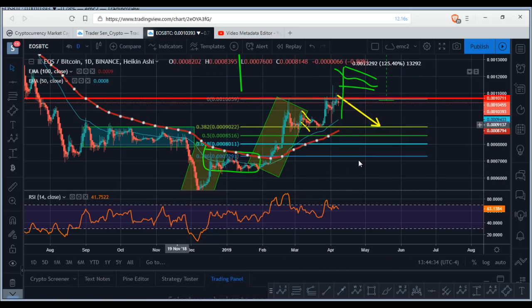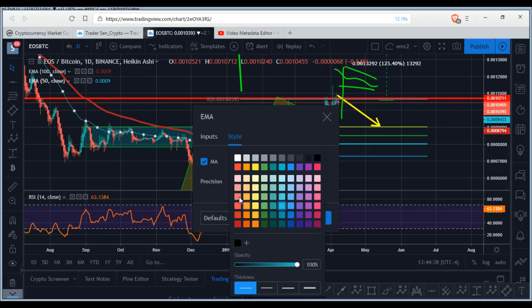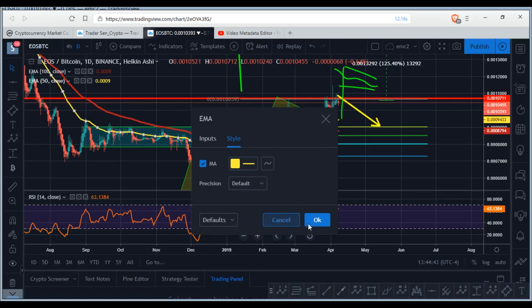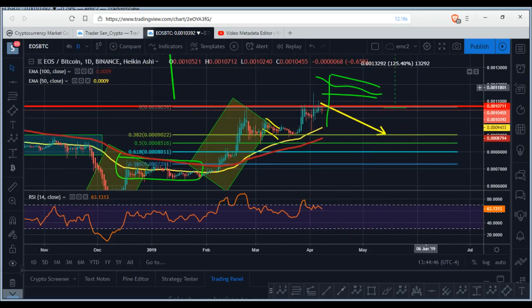Got the 50, right? Okay, we already got the 50 moving very fast. Most likely it's going to support the price. Let me change the color to yellow, make it bigger. So EOS is looking good, man.